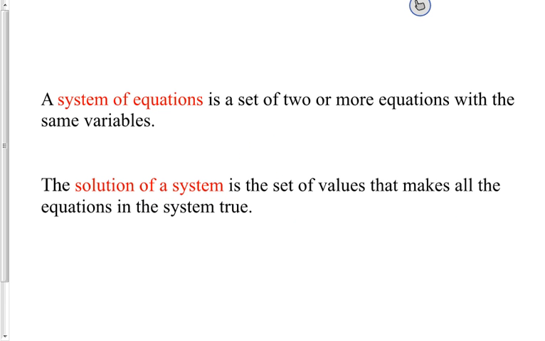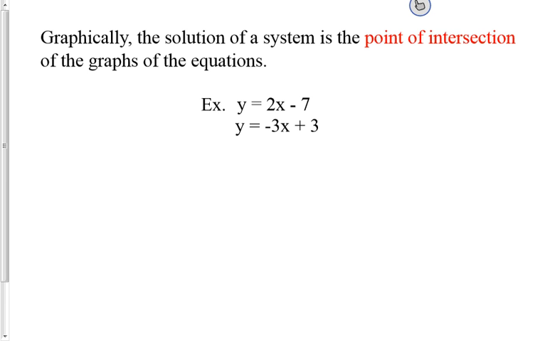A system of equations is a set of two or more equations with the same variables. The solution of a system is the set of values that makes all the equations in the system true. Now there are three ways to solve a system of linear equations, and the first way is by graphing. Graphically, the solution of a system is the point of intersection of the graphs of the equations.